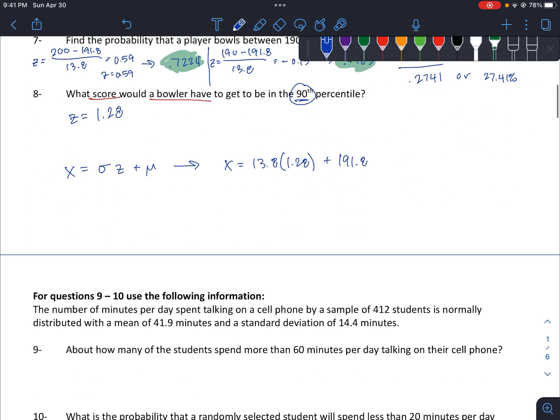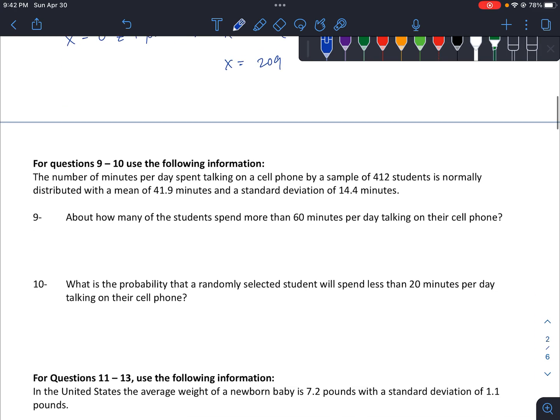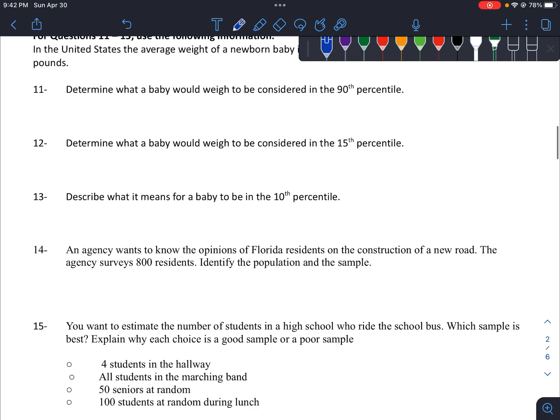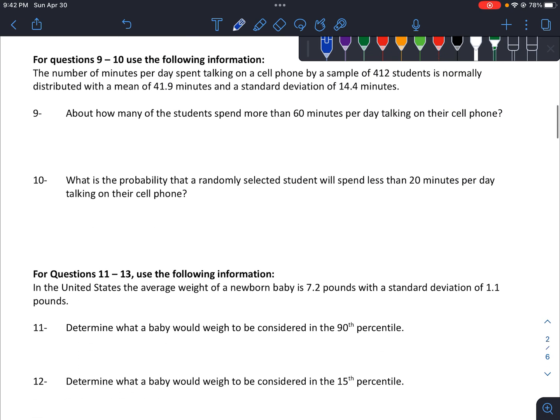Right, yeah. Okay, so if I do that right there, that's going to give me 209. So you have to score 209 to get into the top 90%, which is a lot. Okay, all right, let's keep going. So that was the first page. That one's probably the longest page, but okay.